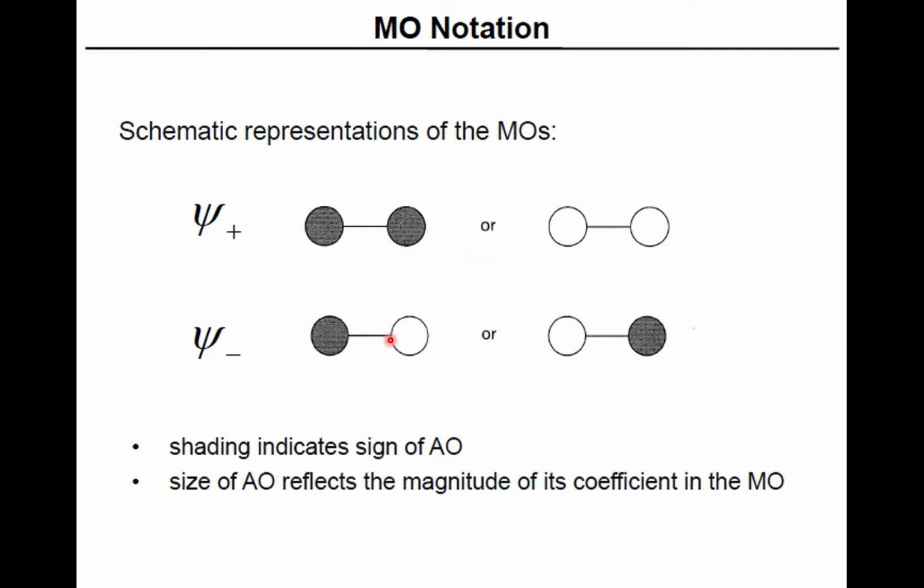Likewise, we could have shading on the left, no shading on the right, versus shading on the right with no shading on the left. The only thing that matters here is that they're out of phase. So this is the high energy combination on the bottom, the low energy combination here on top. Shading indicates the sign of the atomic orbital in the molecular orbital. These being in phase on top, those being out of phase on the bottom. A little bit later, we'll see that sometimes one of these orbitals will be larger than the other. When we get to that, the AO size, the atomic orbital size, reflects how much it's contributing to that molecular orbital. We'll talk about that more later.